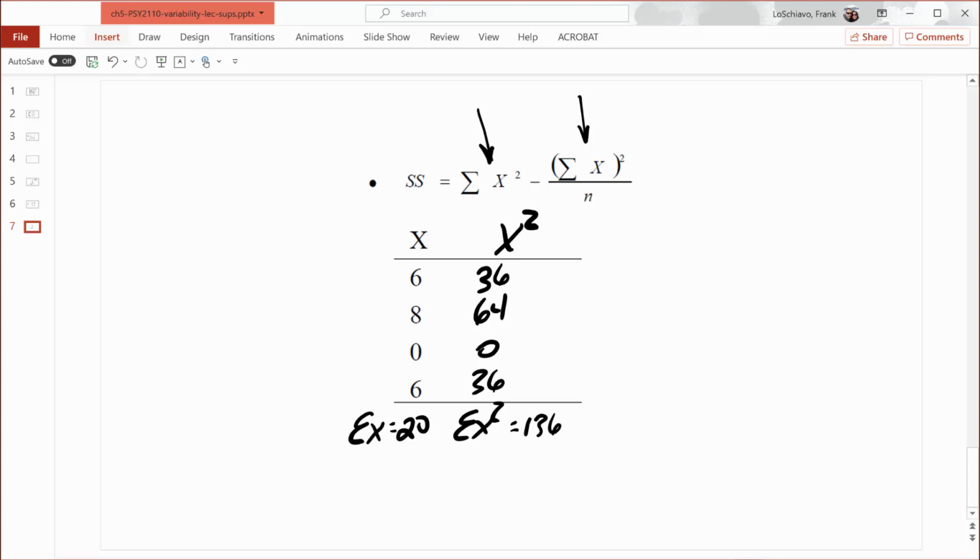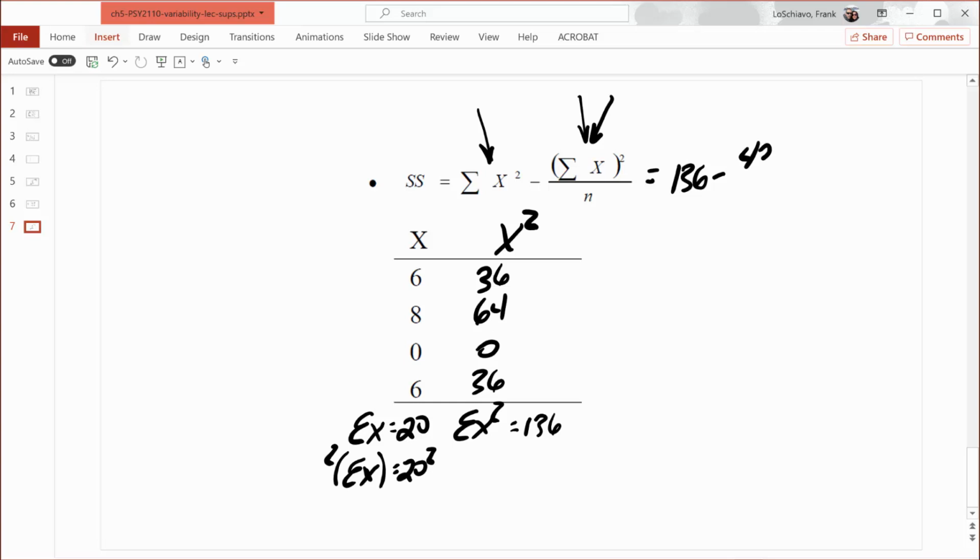At this point, all we need to do is plug those values in. So sum of squares equals the sum of x squared, that was 136, minus this fraction that we see right here. In the numerator of that fraction, we need the sum of x, that quantity squared. The sum of x, that quantity squared, would equal 20 squared. And 20 squared equals 400.